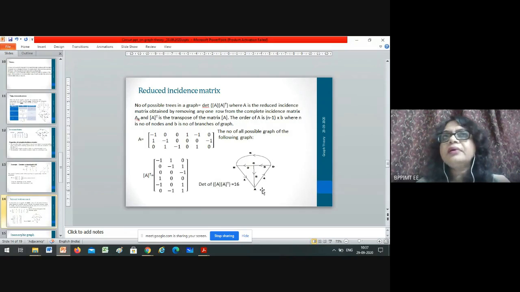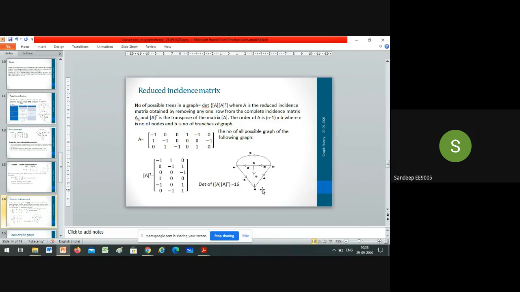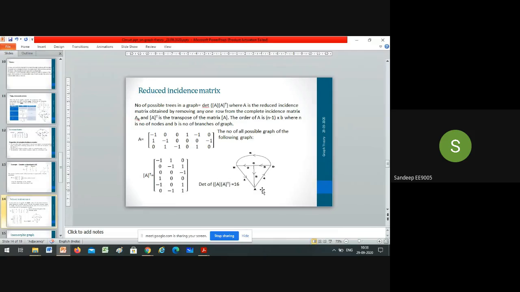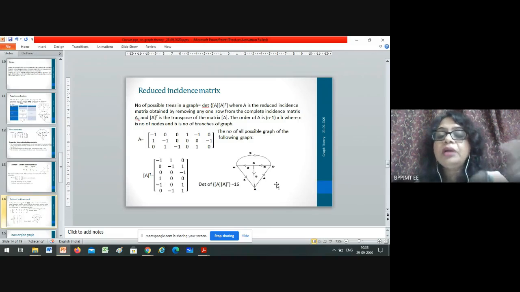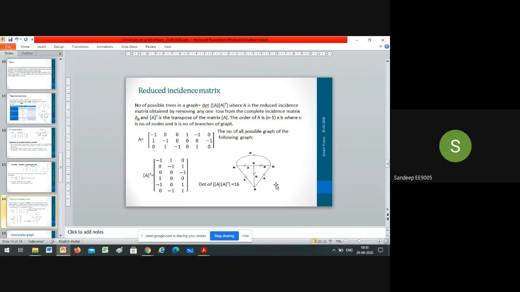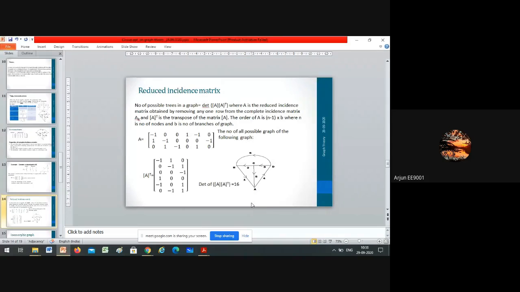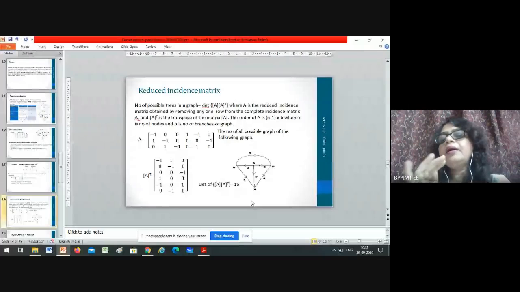Now I think I explained the definition of tree in the previous class. Anybody can tell me the definition of tree? Do you remember? A tree contains all the nodes, but there will be no loop, right? Yes, ma'am. And the branches of the tree are called what? Twigs. And the portion that is not included in the tree is called what? Links.